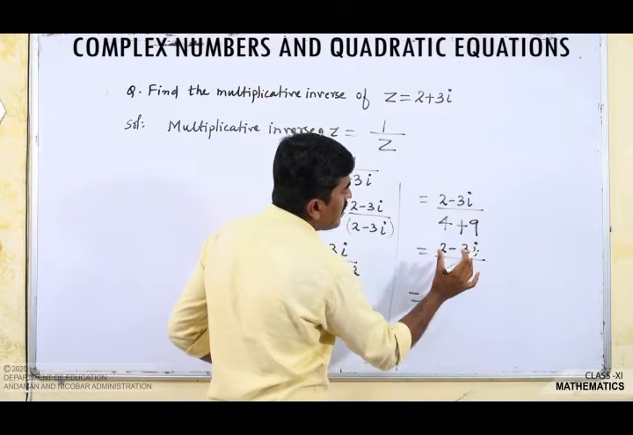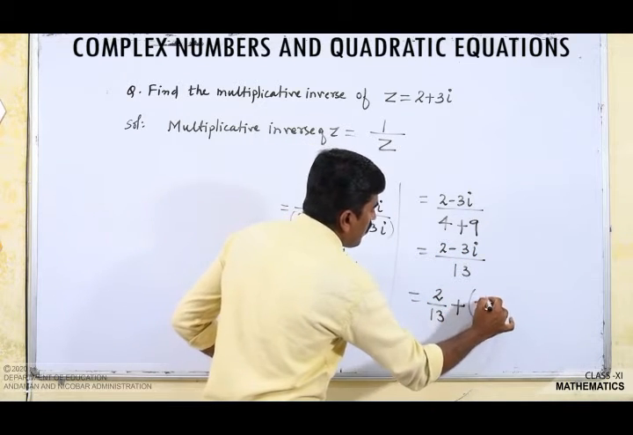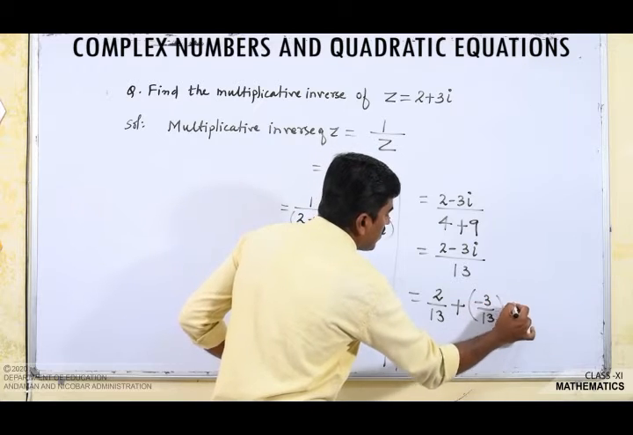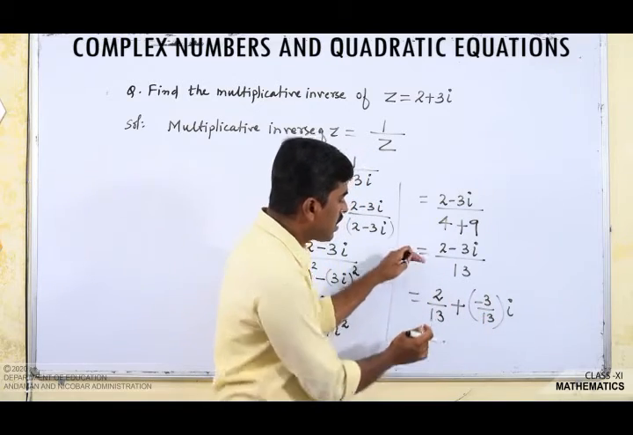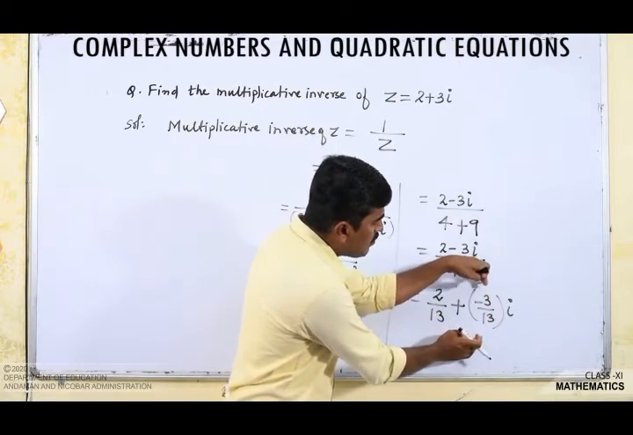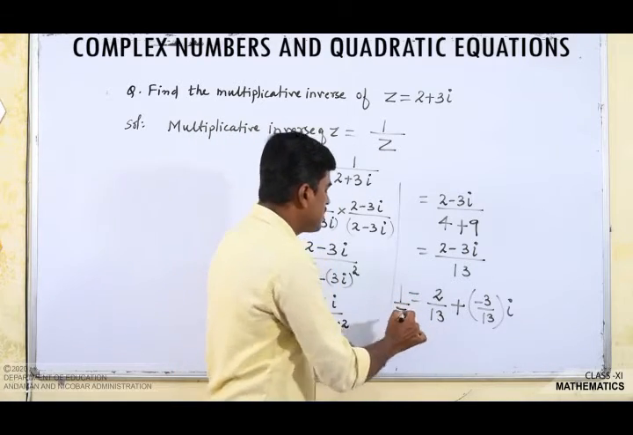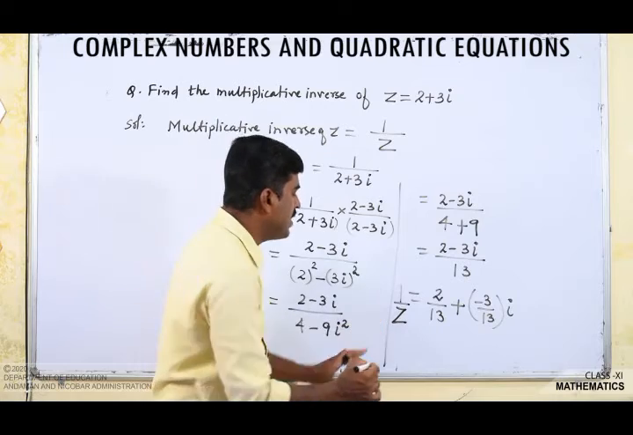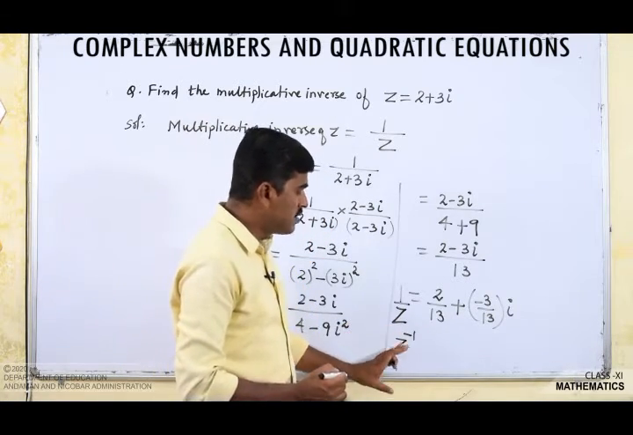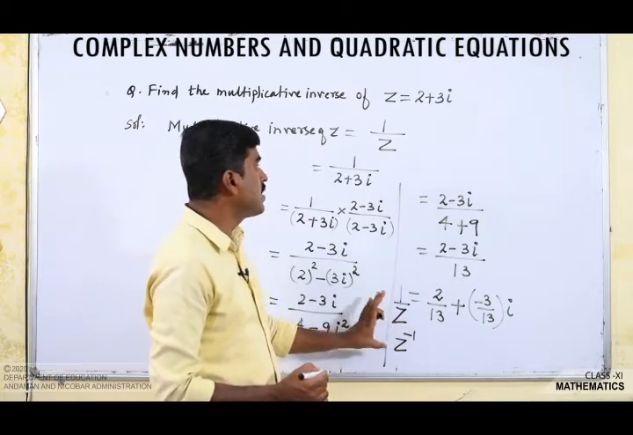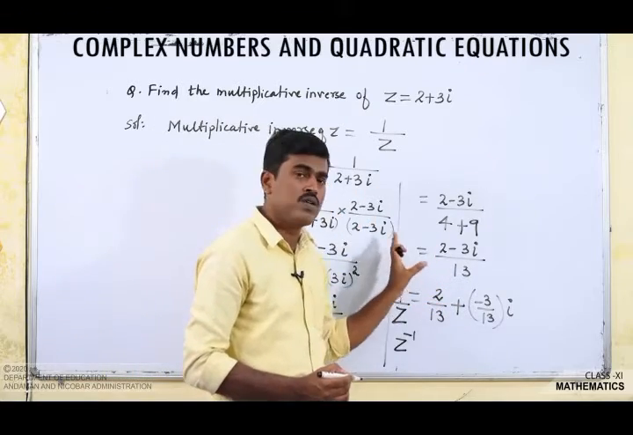So this can be written in the standard form as 2/13 plus (−3/13)i. In the standard form, that means in the form of a + ib, here the real part is 2/13 and the imaginary part is −3/13. So this is the multiplicative inverse, that is the value of 1/z. This 1/z can also be expressed as z to the power −1, which represents the multiplicative inverse of the complex number z. So in this way we have to find the multiplicative inverse of a complex number.